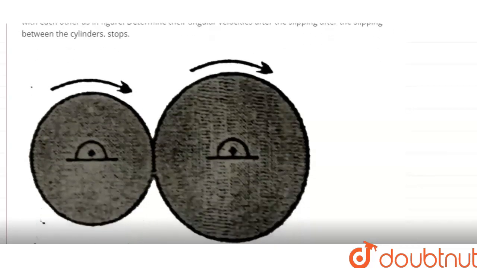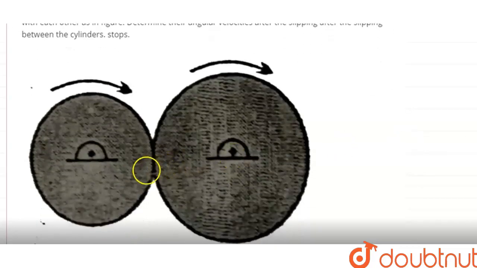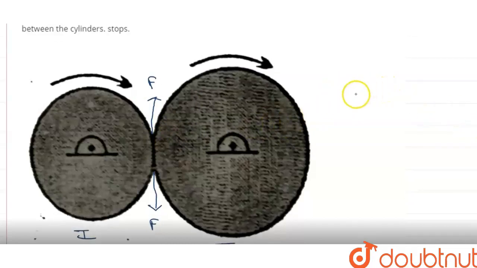So as soon as you bring these two cylinders in contact with each other, what will happen is, let's say this is cylinder 1, this is cylinder 2. On cylinder 2, to oppose its motion, there will be a frictional force F acting in this direction. Similarly, an equal frictional force will act in this direction on cylinder 1 to oppose its motion. Now, these frictional forces will apply some torque, and that torque will result in the angular acceleration or retardation of these cylinders.